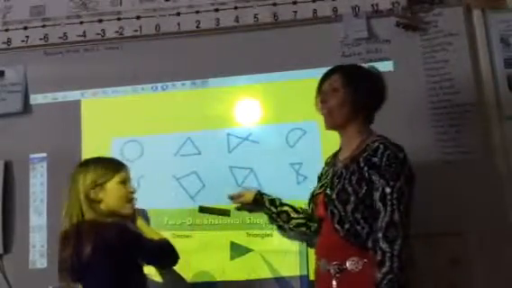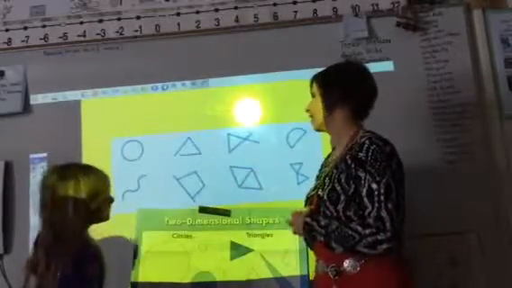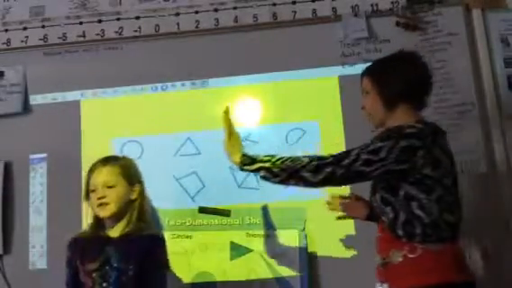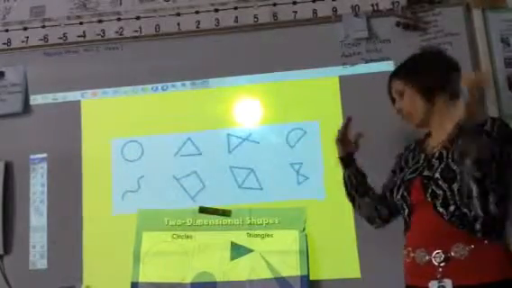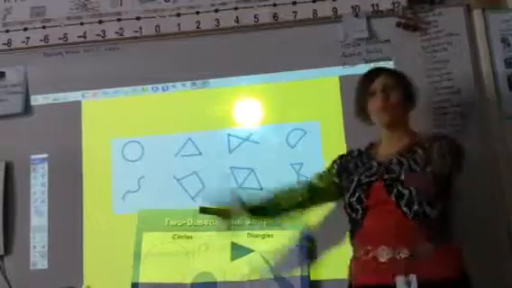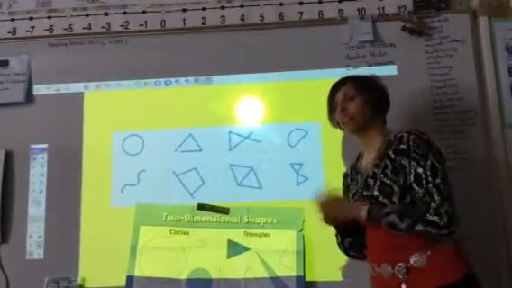Okay, this is a quadrilateral because it has four sides. Nice job. High five. That was sweet. Tell me something else. Can I come out? You can if you want to. Everyone else, come on up. I'm trying not to say names.